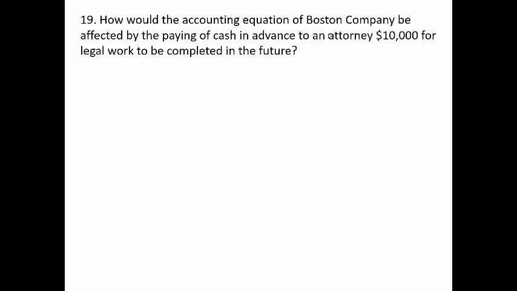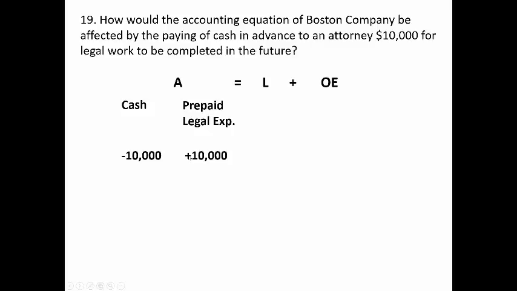Now, number 19, how would the accounting equation of Boston Company be affected by the paying of cash in advance to an attorney $10,000 for legal work to be completed in the future? Alright, now this is going to be the accounting equation of Boston Company, right? And they're paying this money to an attorney. So what happens is they're going to reduce their cash by $10,000 and they're going to increase something called prepaid legal expenses, which is an asset also.